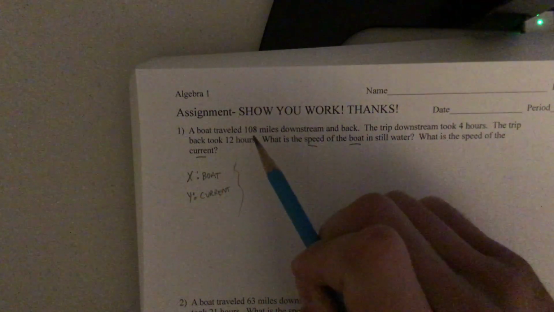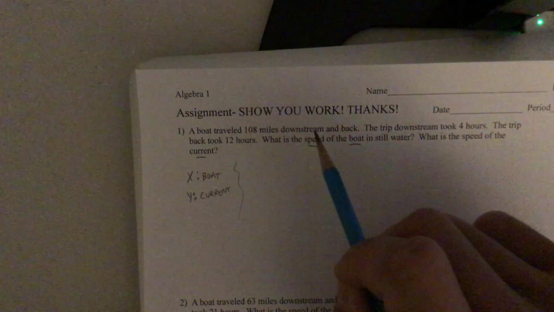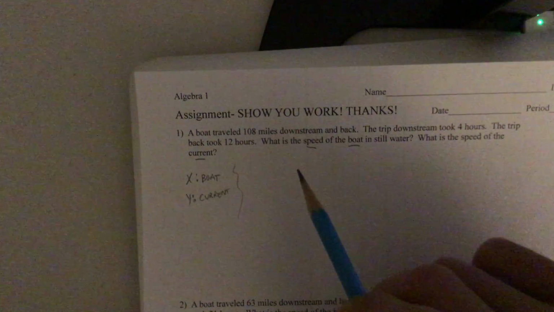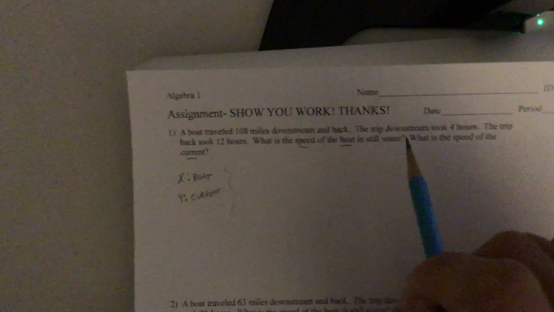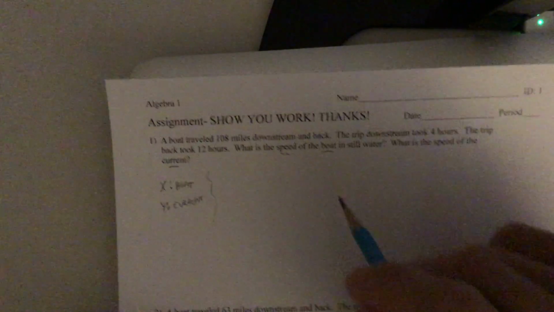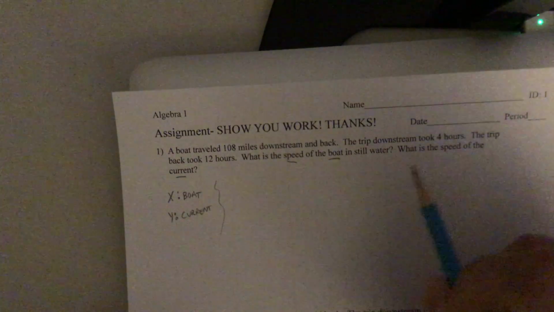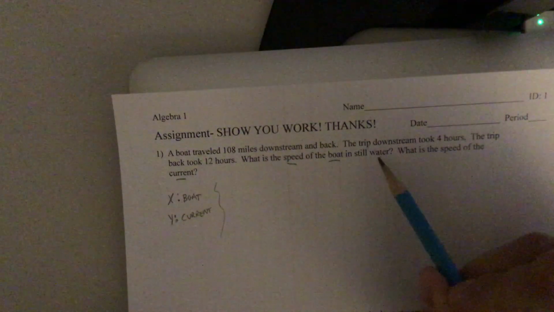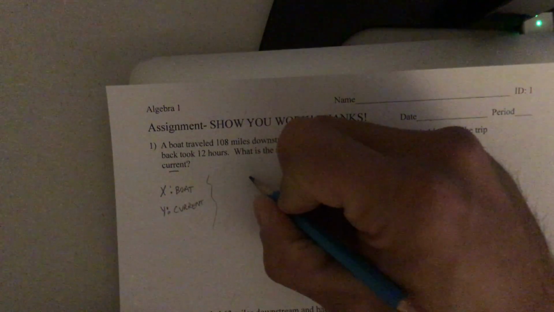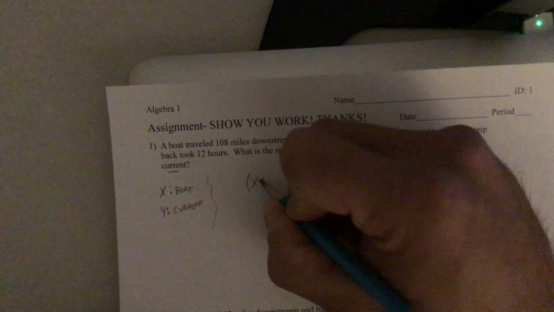A boat traveled 108 miles downstream and back. So whether it's with the current, it's going 108 miles. Whether it's against the current, it's going 108 miles. What changed is the time. Okay? So, once again, work with me. The trip downstream took 4 hours. The trip back took 12. So downstream is less time. That's with the current. So I'm going to put in parentheses X plus Y.